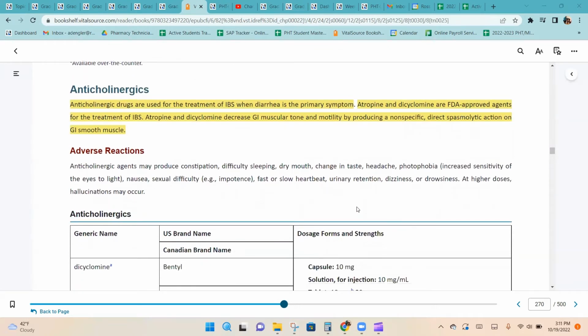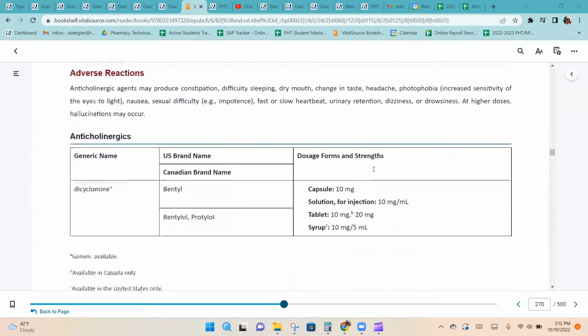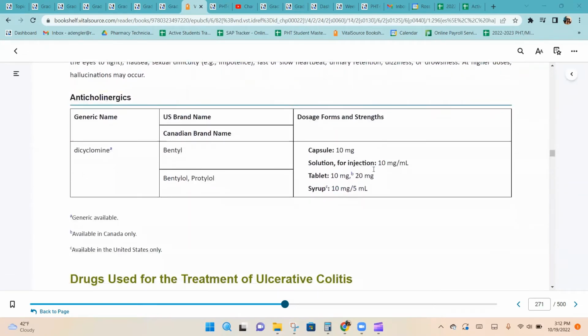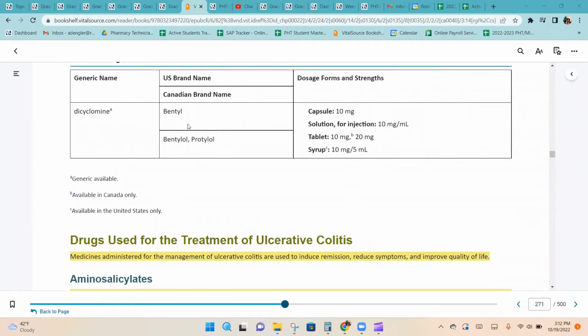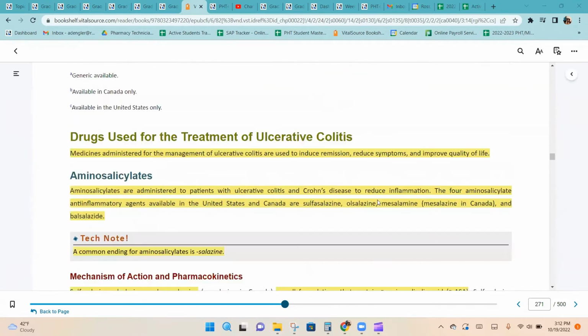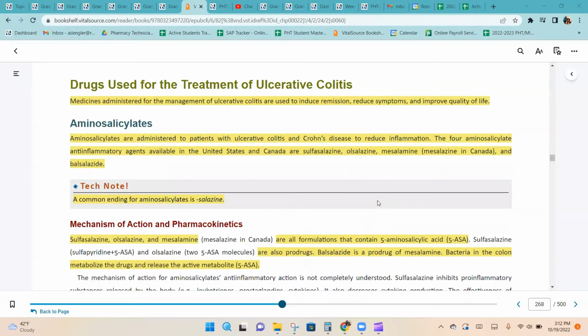Anticholinergic drugs are used for the treatment of IBS when diarrhea is the primary symptom. Atropine and dicyclomine are FDA-approved agents for the treatment of IBS. Atropine and dicyclomine decrease GI muscular tone and motility by producing a nonspecific direct spasmolytic action on the GI smooth muscle. So dicyclomine is Bentyl. Comes in a capsule, a solution for injection, a tablet, and a syrup.